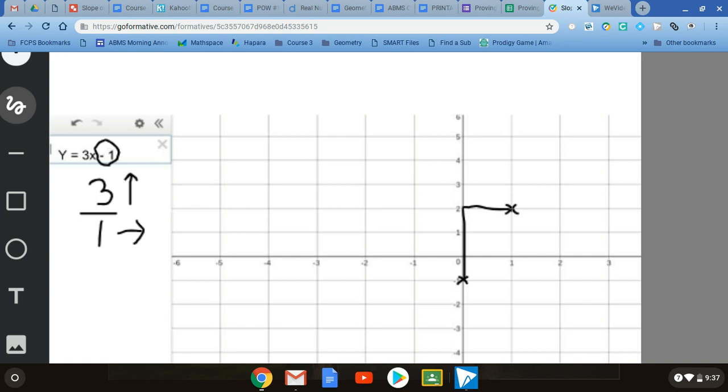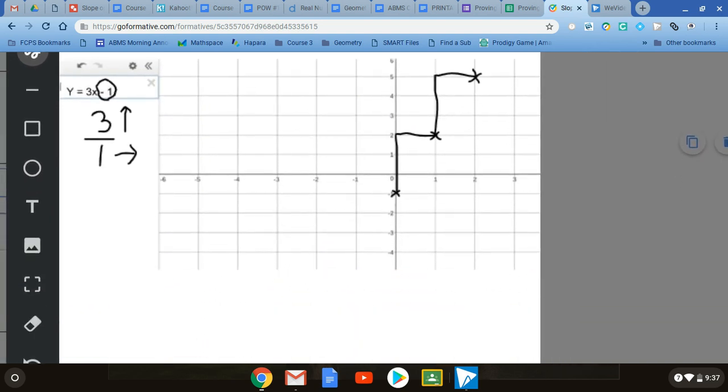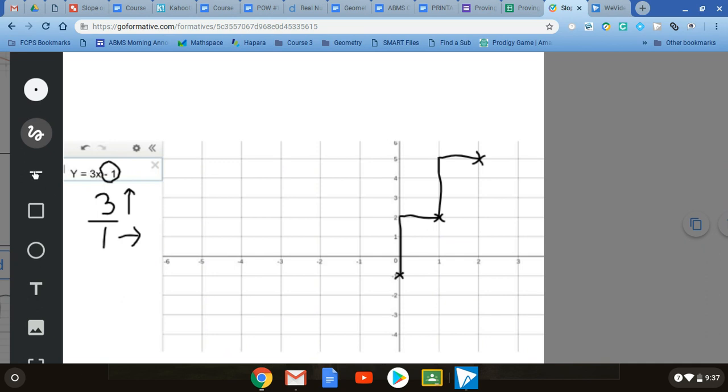And I can repeat the pattern again. Up 3 over 1. And once I have 2 or 3 points, I can actually draw a line. Let me get my line tool here so I can try to make some things straight, if it'll let me do that. So I can connect the points and get my function that creates a straight line. So this graph is a graph of 3x minus 1, going through negative 1, going up 3 and over 1 to get the pattern where the rest of the dots are going to show up.